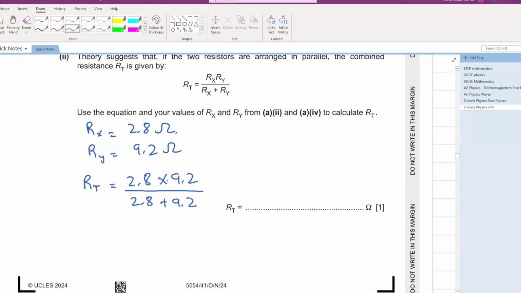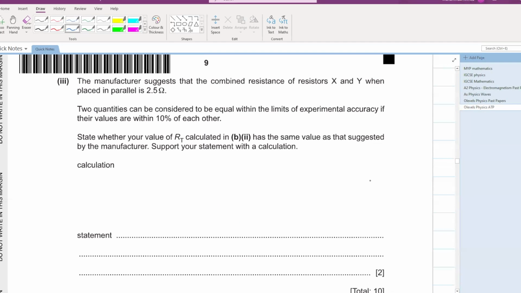What does this answer come out to be? 2.8 into 9.2, divided by 2.8 plus 9.2. This gives you a value of 2.15 ohms if you want to give it to three significant figures. If you have to give the answer to two significant figures, then it is 2.1 ohms. This is also correct. Both answers will be marked correct. Don't worry about it. Let's further move ahead.